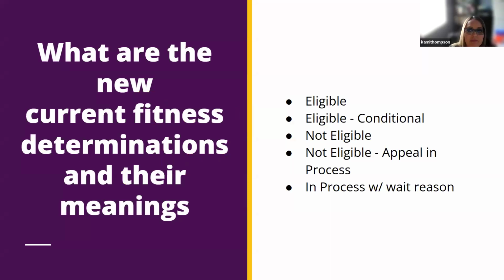So what are the new fitness determinations and what are their meanings? So these new 5 outcomes, you'll either get a response back that the individual is eligible, that the individual is eligible conditional, that they are not eligible, or they are not eligible appeal in process, or they are in process with a wait reason. So I know there's been a lot of questions of why is it taking so long, and what does it mean when it's going to committee review or where it's at in process.